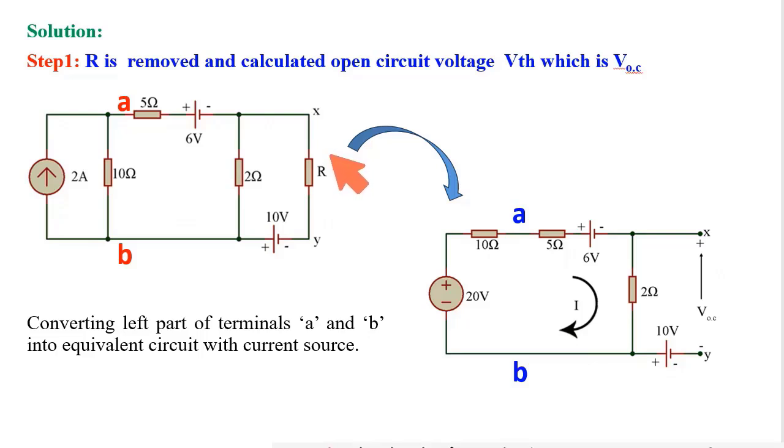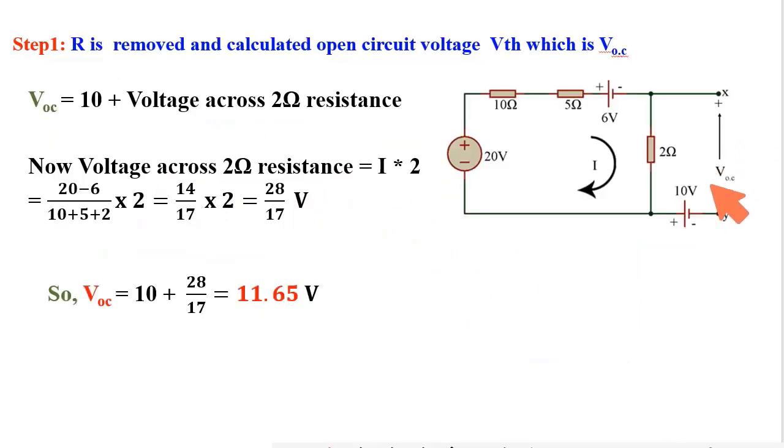To find out VTH, I need to open this one. So I have opened this one. Now the open circuit voltage here is the actual VTH. What I did was convert this circuit into a voltage source and resistance. The rest of the parts are the same. So what is the open circuit voltage here? This open circuit voltage is the voltage across this 2 ohm resistance plus this 10 volt. If I consider this positive, this negative, then positive, negative, positive, negative. So this VOC will be the voltage across this plus 10 volt.